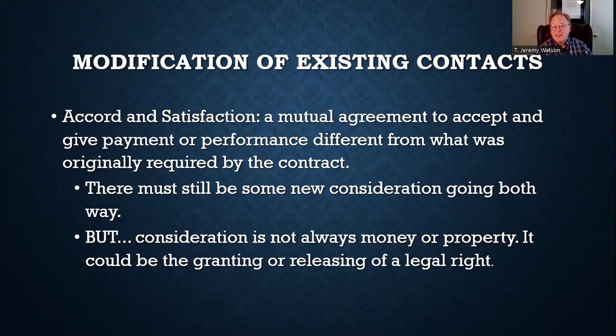You got basically $2,000 off. But the seller didn't get anything. He just got $2,000 less, right? So that's not supported by independent consideration. That modification is not enforceable, and the seller could still sue for the extra $2,000.